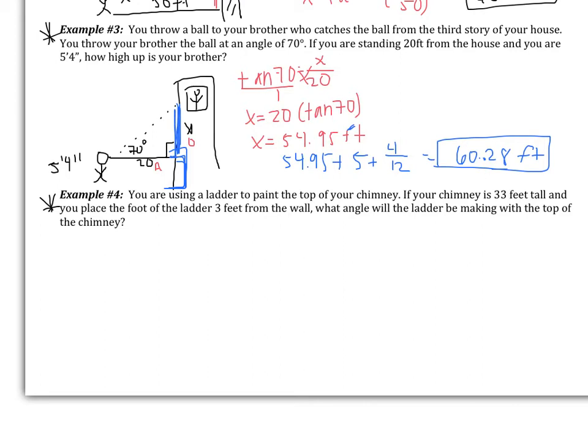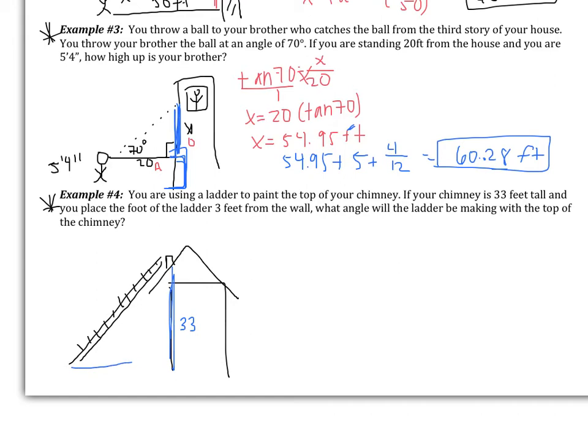Okay, so this one was a little bit tricky to draw a picture for. If we're thinking about a chimney, I've got my nice little house here, and here's my chimney. I'm using a ladder to paint the top of it, so I have a ladder leaned up against the house like this. It says the chimney is 33 feet tall, so that 33 is going to go here. And I place the foot of the ladder 3 feet from the wall. Well, that was a little misleading in my picture, but that's what it should look like.